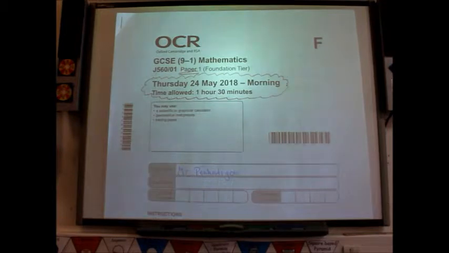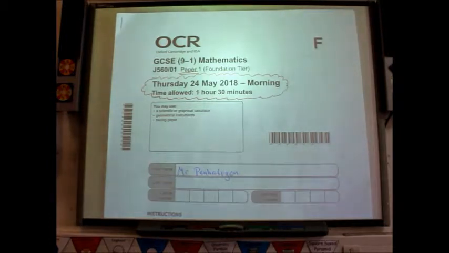This is the OCR foundation paper from 2018 in the summer. This is paper 1, which is, as I'm sure you'll know, the first one is a calculator paper. What I'm going to do is talk you through the solutions to them and how you do them. I'll spend a bit more time on some questions than others, and I hope this will be helpful for you.